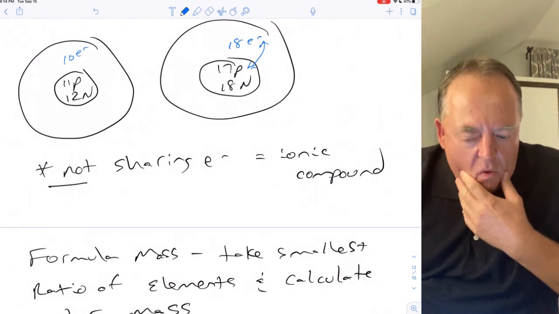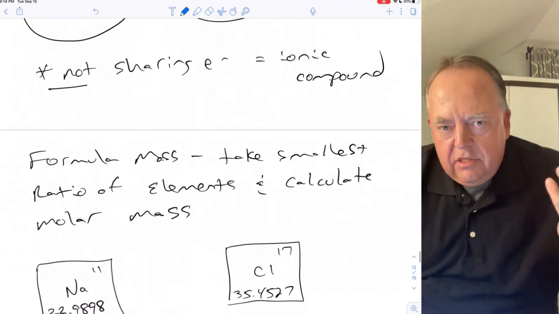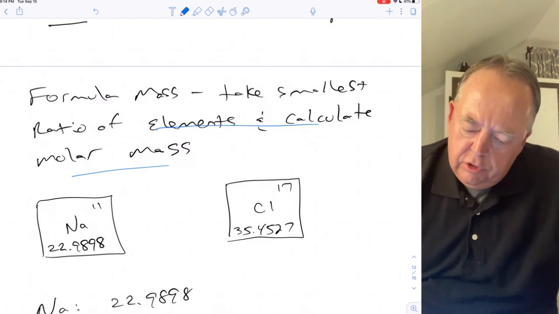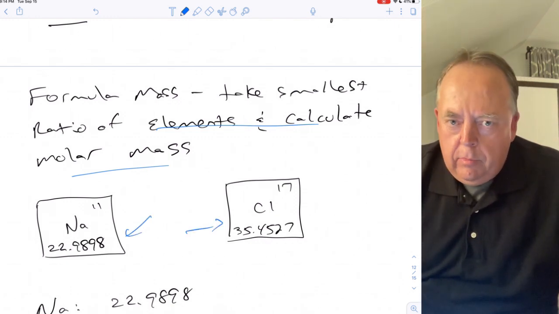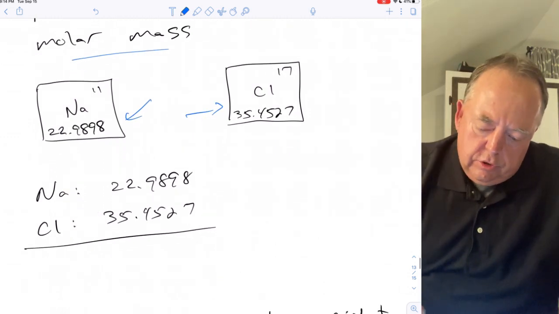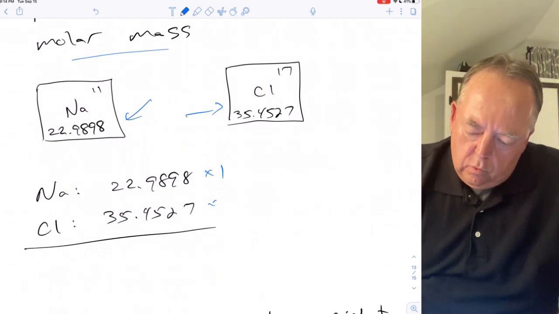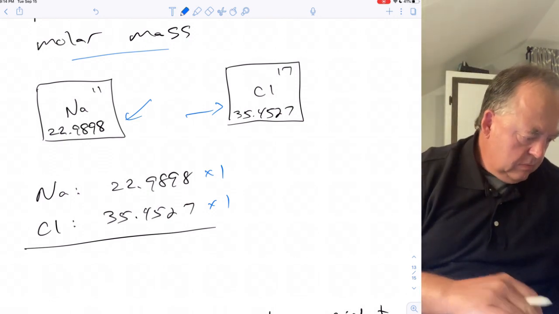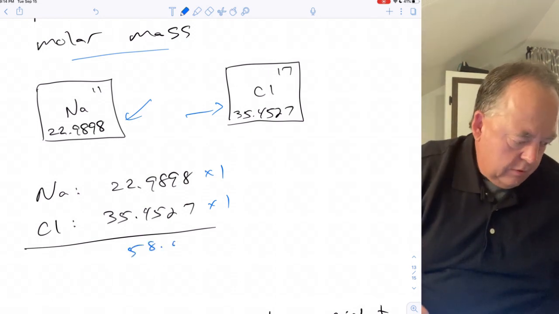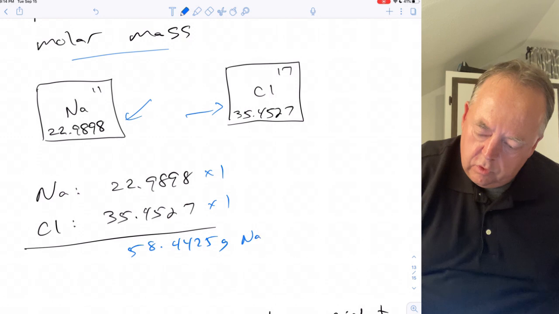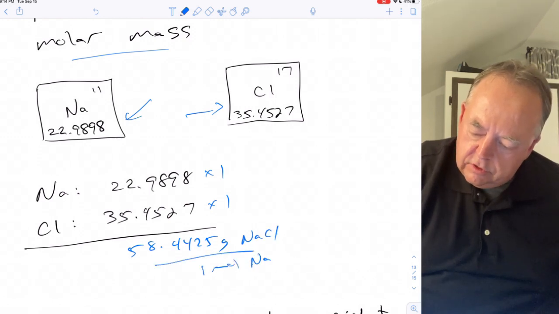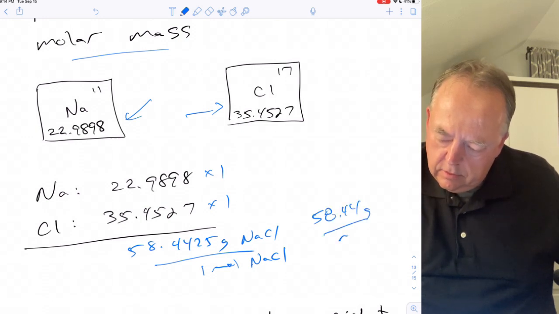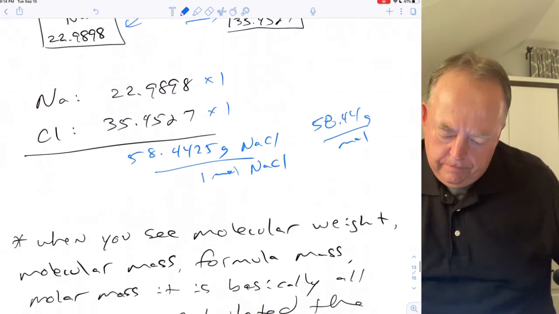So if we want to calculate the molar mass, it's basically the same thing. You just take the smallest ratio of elements and use the periodic table to calculate the molar mass just like we did for water. So 1 sodium and 1 chlorine, and if you add the two together, what do you get? 58.4425 grams of sodium chloride per 1 mole of sodium chloride. Or if we just round it, 58.44 grams per mole.